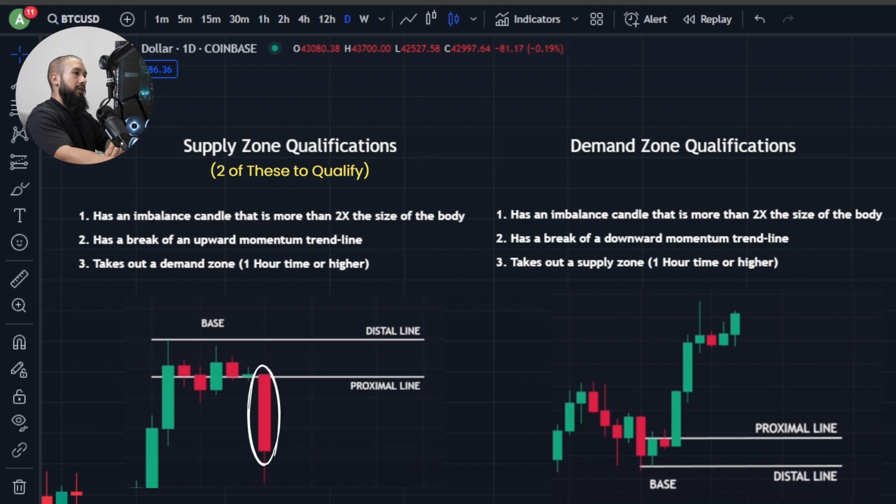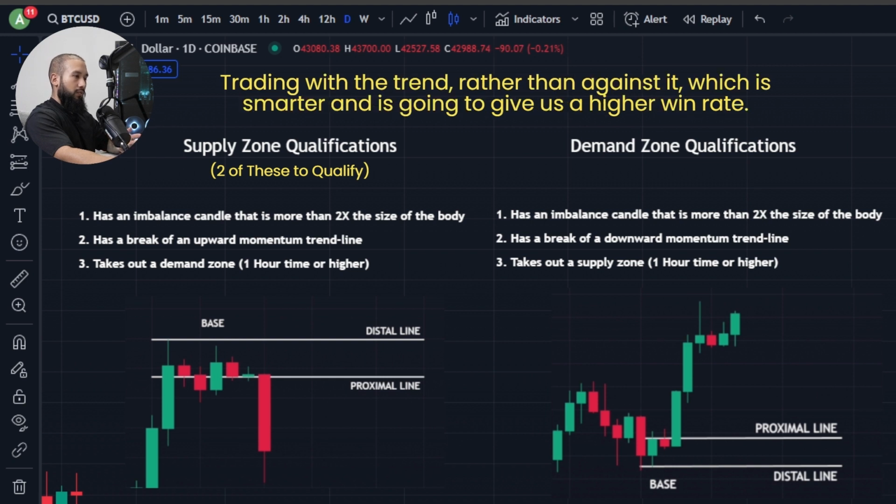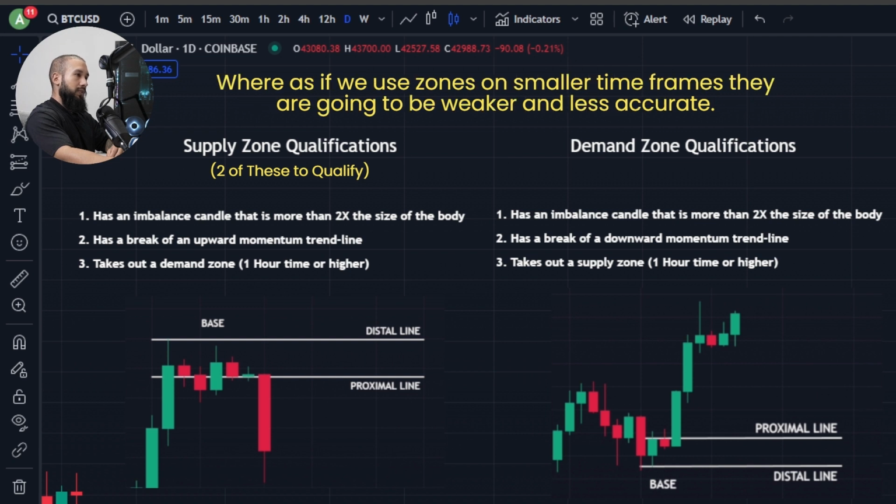The first is that it needs to have an imbalance candlestick that is more than twice the size of the zone's body. Second, we want it to break an upward momentum trend line. And third, we want it to take out a previous demand zone that is on the 1-hour time frame or higher. The reason we want to use higher time frames for zones is because it helps us follow the main trend, trading with the trend rather than against it, which is smarter and is going to give us a higher win rate. Whereas if we use zones on the smaller time frames, they're going to be considered weaker and less accurate.